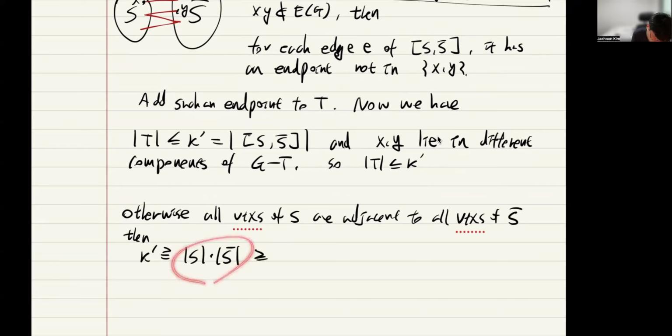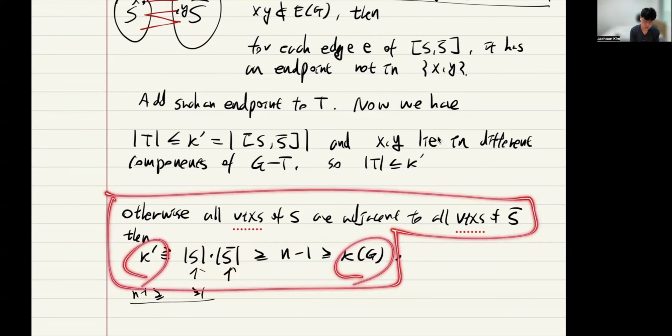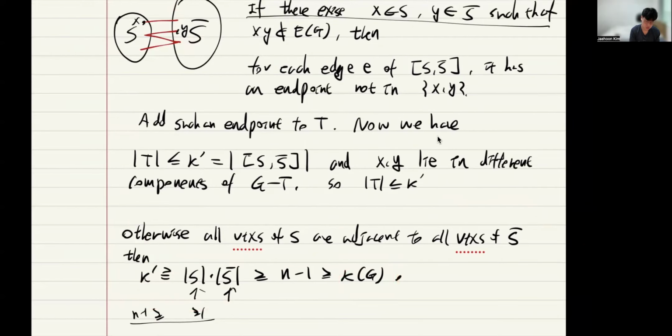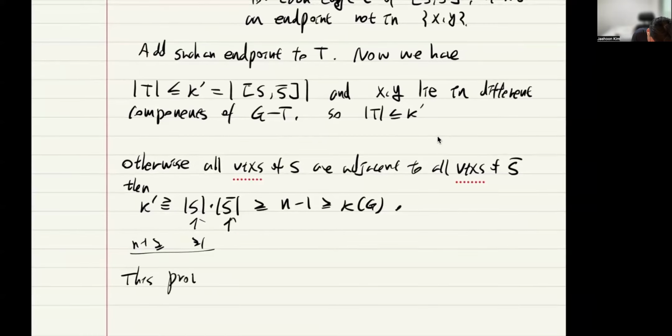But what do we know about this? These are two numbers, each at least 1 and at most n minus 1, which sum to n. So the multiplication is at least n minus 1. And the vertex connectivity of G is by definition at most n minus 1. So in this case, we have this, and in the other case, we also have this. So this proves that the vertex connectivity is at most the edge connectivity.